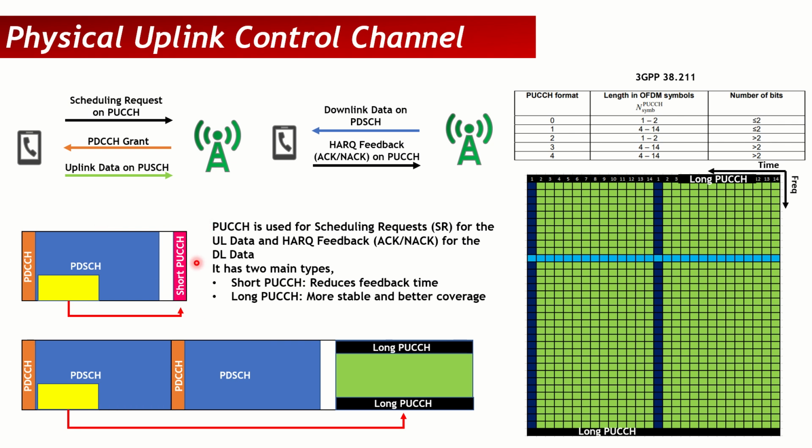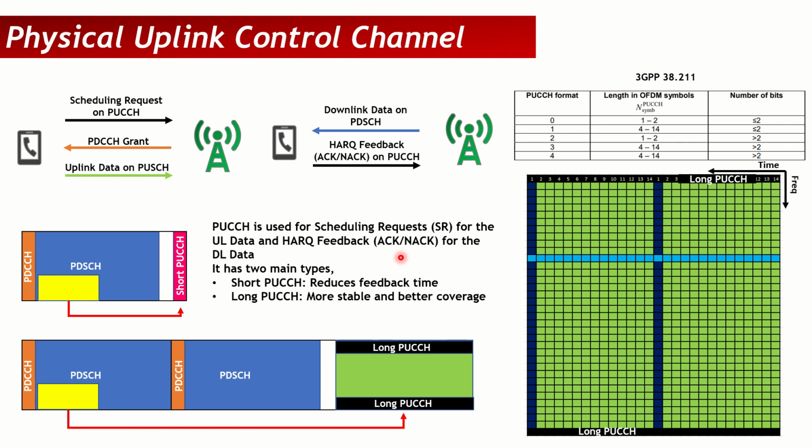And in case of services which require more stability, a better coverage, we can use the longer PUCCH, because longer PUCCH is expanded over the time domain, and it requires much fewer frequency domain resources, so it will have a better power per subcarrier, and it will have a better spread over the time domain, which will have lesser interference impact as well. So we should have a better stable coverage with longer PUCCH, but we will have a longer feedback latency.